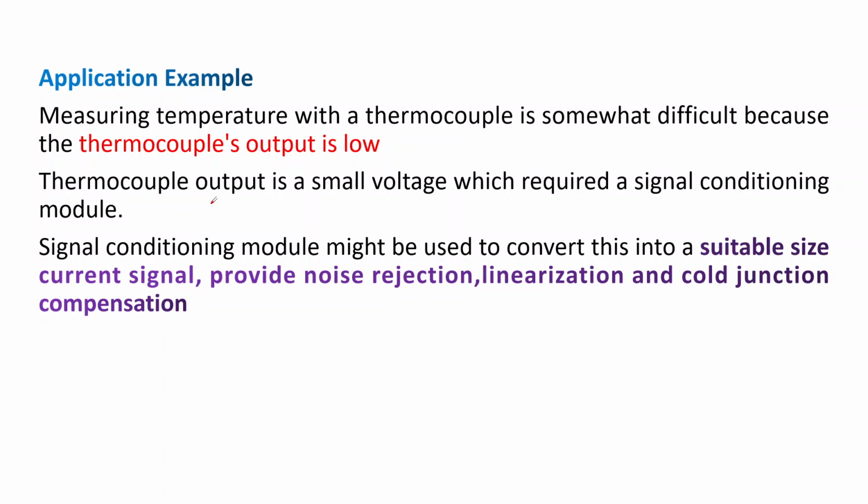Here we consider one application: the thermocouple. We need signal conditioning for a thermocouple circuit because the thermocouple output is low. The thermocouple output is a small voltage, that's why we need signal conditioning. We convert it into a suitable size of current signal, and it also provides noise rejection, linearization and cold junction compensation. All these things are done by the signal conditioning module.